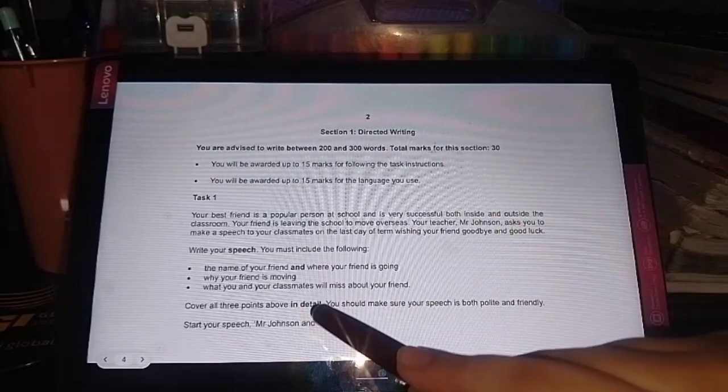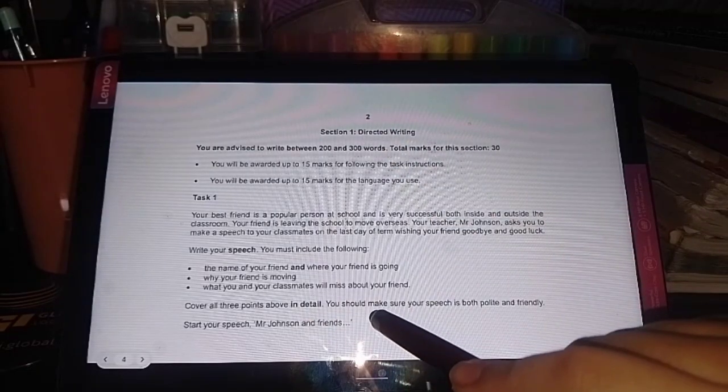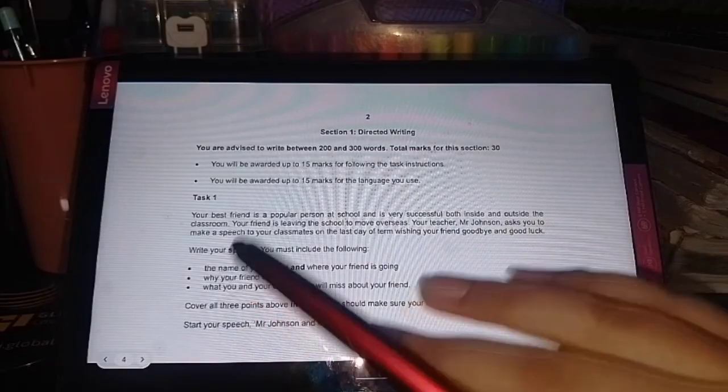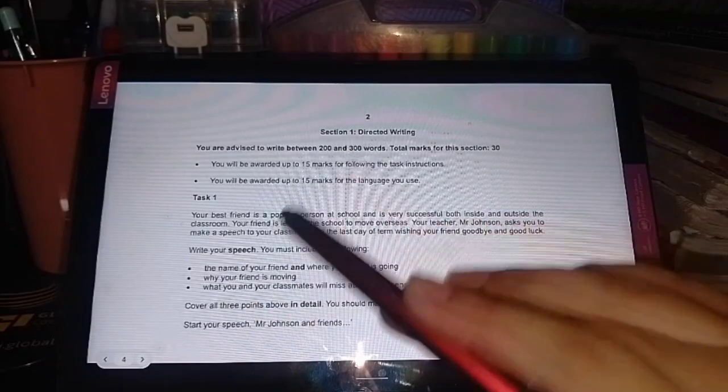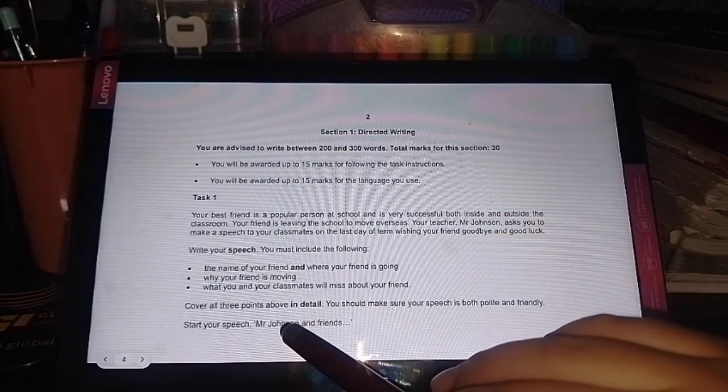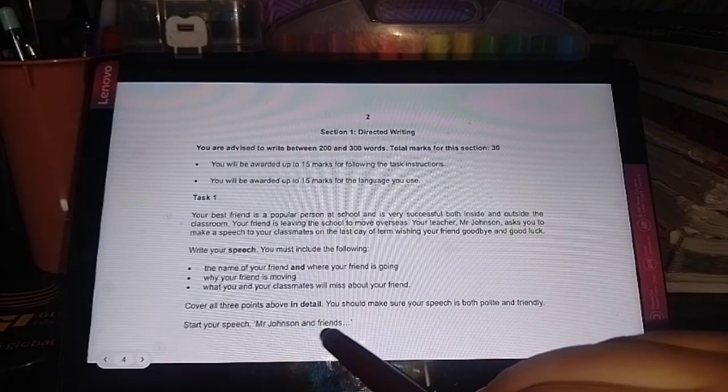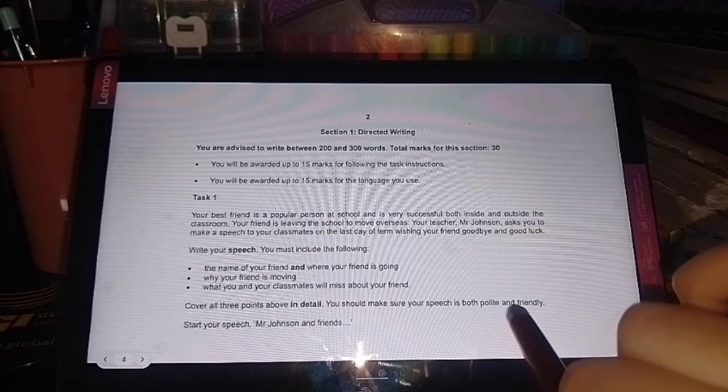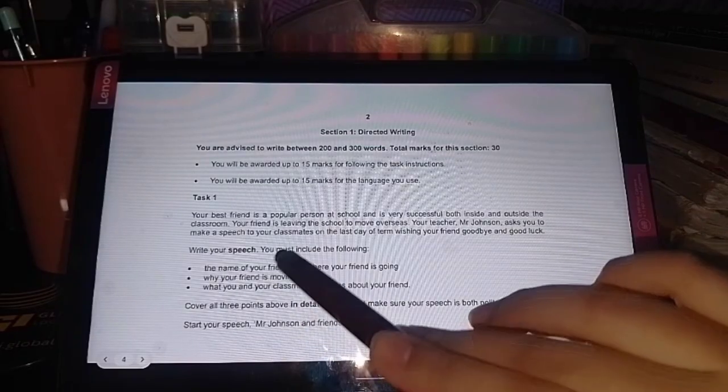What you and your classmate will miss about your friend, any good memories or something. Cover all these three points above in detail. You should make sure your speech is both polite and friendly. Start your speech with "Mr.